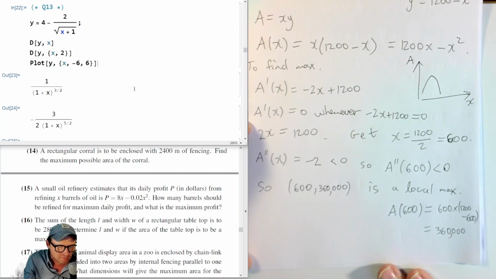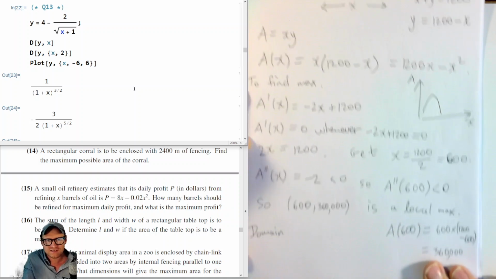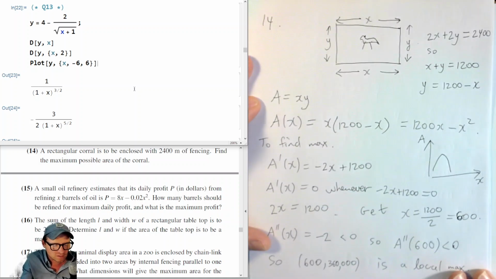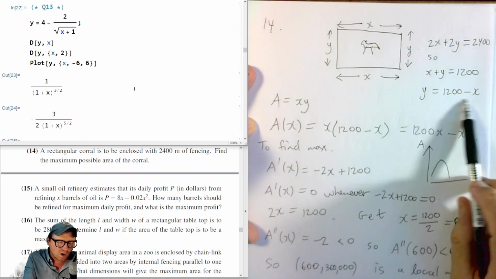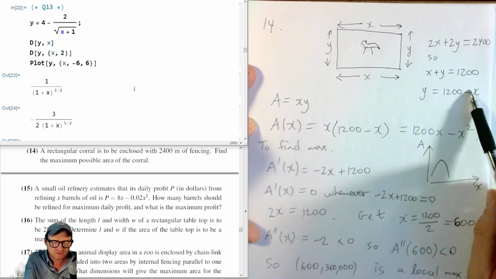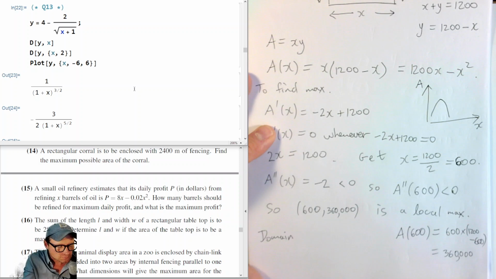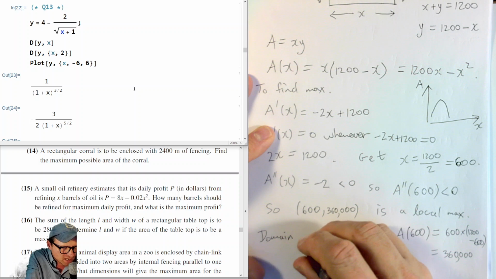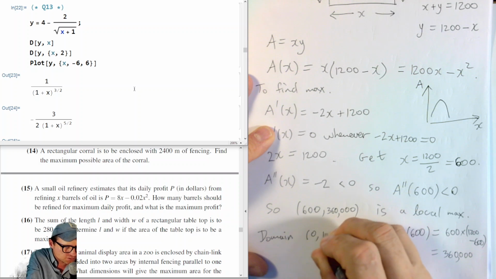All right, now it's also a global max because what is the domain of our function? So the domain of the function here, considering the parameters of the problem, x has to be positive because it's a side length, and y has to be positive as well. So the maximum x could go, given that constraint, is 1200. But let's put a round bracket so we don't include the extremes. Domain is the interval from 0 to 1200.